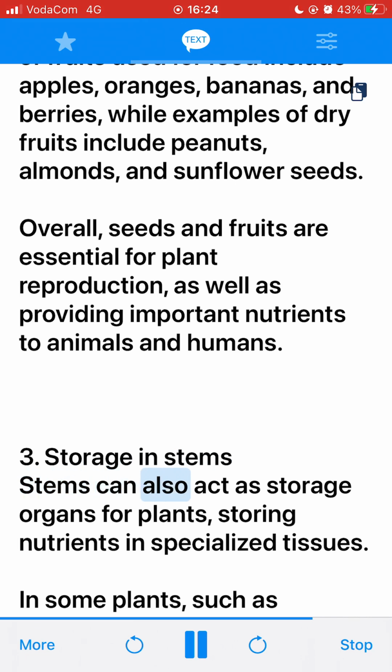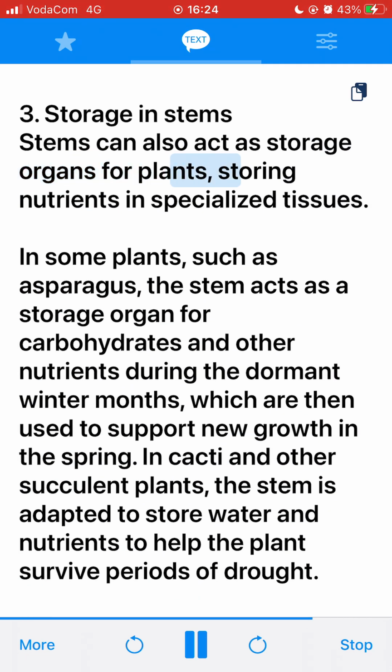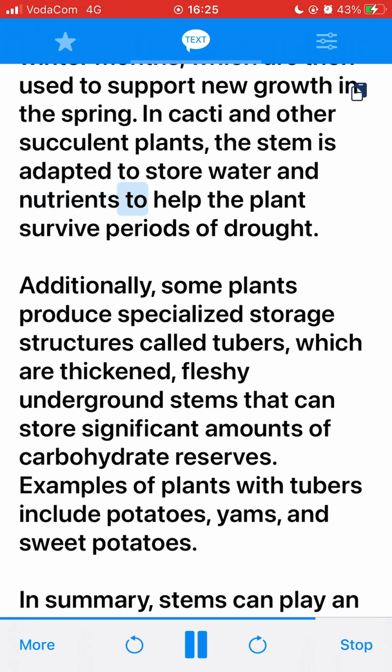Stems can also act as storage organs for plants, storing nutrients in specialized tissues. In some plants, such as asparagus, the stem acts as a storage organ for carbohydrates and other nutrients during the dormant winter months, which are then used to support new growth in the spring. In cacti and other succulent plants, the stem is adapted to store water and nutrients to help the plant survive periods of drought.